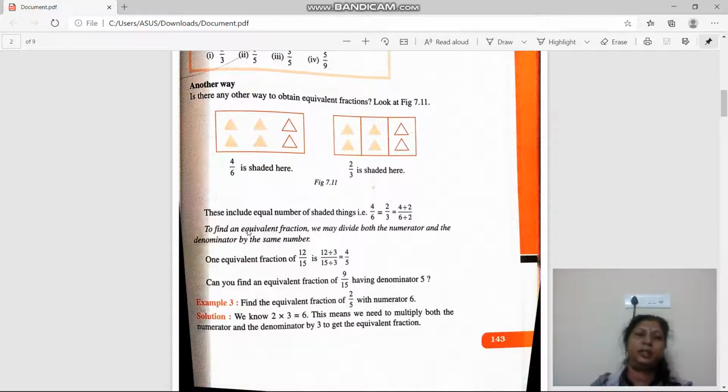Now the second method to find an equivalent fraction: we may divide both numerator and denominator by the same number. Suppose here is 12 upon 15. We can divide it by 3, so it is 4 upon 5. Get it? Now see, if there is 9 upon 15 and we have to find the equivalent fraction with denominator 5, here the denominator is 15. So what is that number? We get 5, so we have to divide 15 by 3. Now 9 should be divisible by 3. So 3 3s are 9. So it is 3 upon 5. Get it? Next.